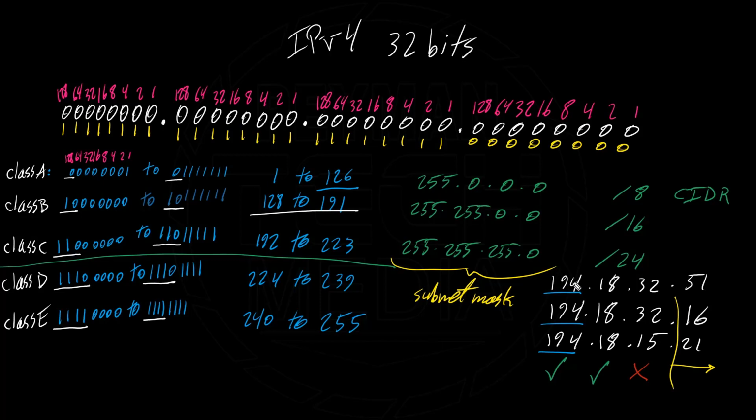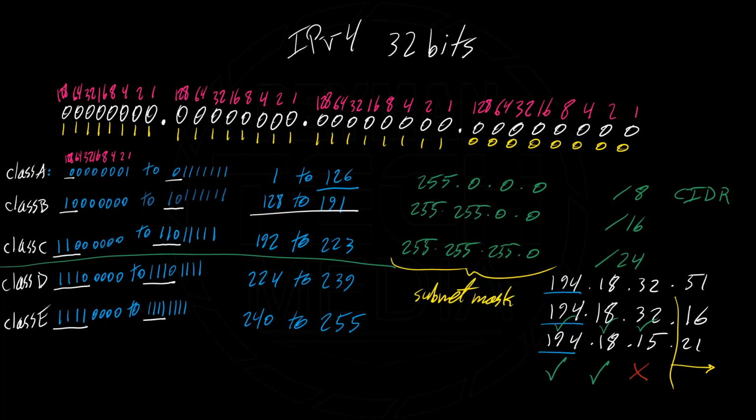Let's see. So 194, very good, matched. 18, matched. 32, matched. Very good. So these 2 IP addresses are on the same network. They are on the same class and same network. But all these IP addresses are only on the same class. This IP address is not on the same network as these 2. So here we can see the main purpose of subnet mask, and how important it is. It determines what section of the IP address belongs to the network and what section belongs to the host.